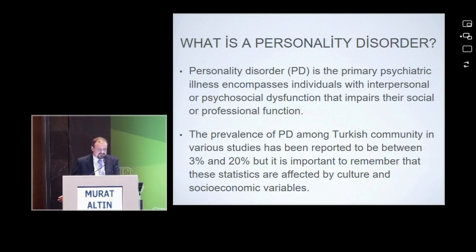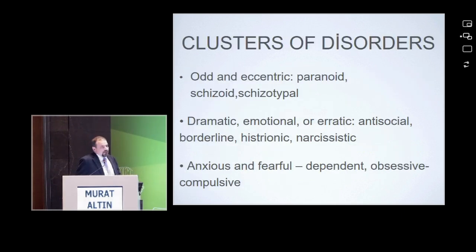When we consider personality disorders, personality disorders are the ones which impair the social and professional function of the people, which causes a specific problem in the lives of patients. When we consider the Turkish community, we can say that the prevalence is 3 to 20%. And the most important point here is that the socio-economic level and culture actually affect the personality disorders.